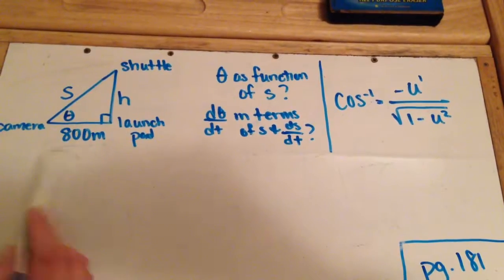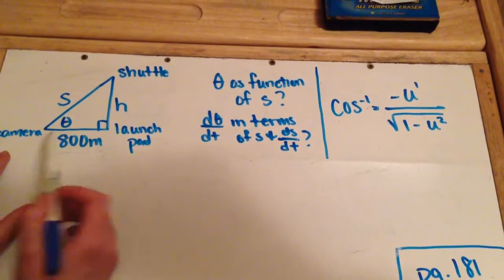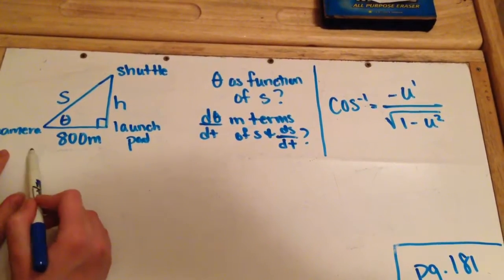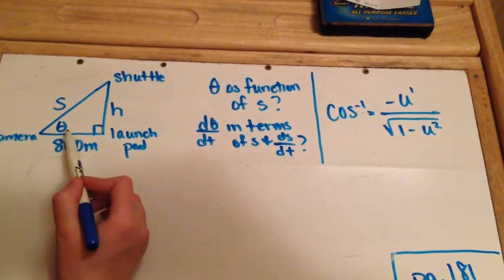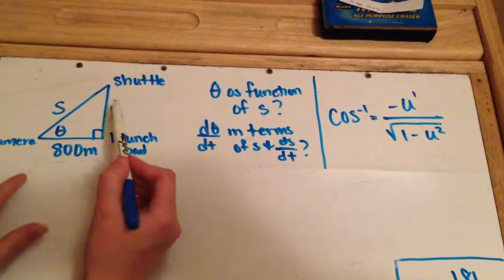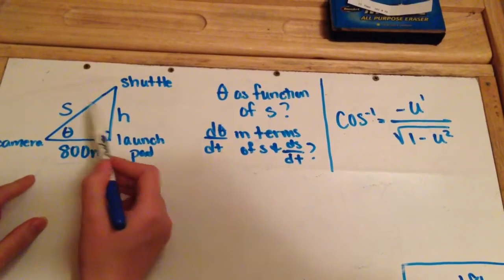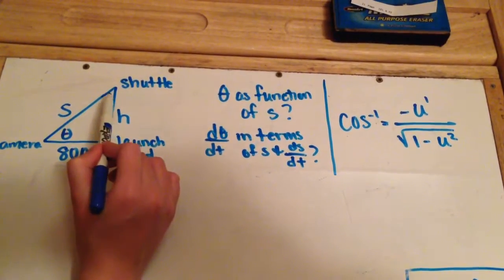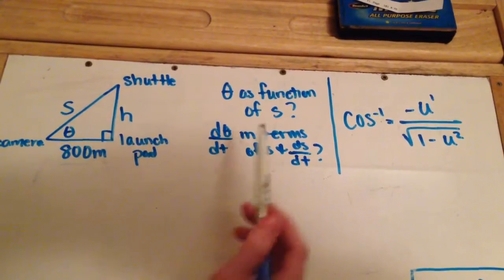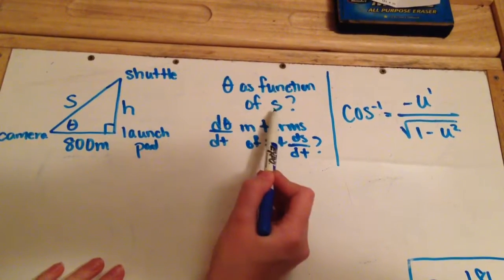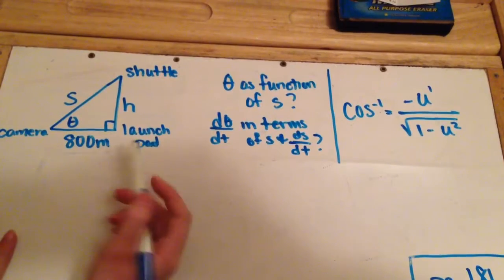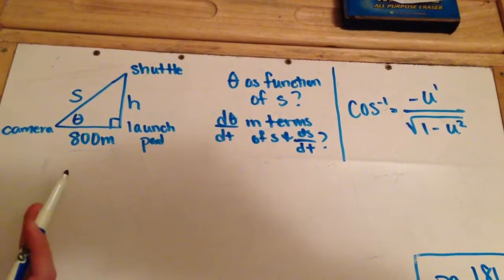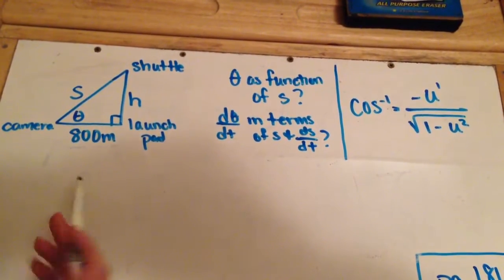So first we have to draw out the figure. The camera is at ground level 800 meters from the launch pad. Theta is the angle of elevation of the shuttle, and s is the distance between the camera and the shuttle. The first part of the problem wants us to find theta as a function of s, which means we're going to use this s in our equation. But since it's a right triangle, we're going to have to use SOHCAHTOA.